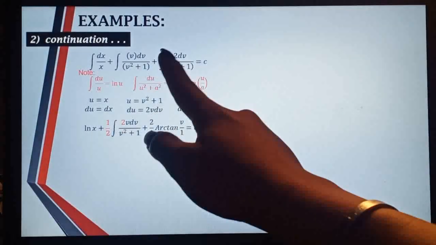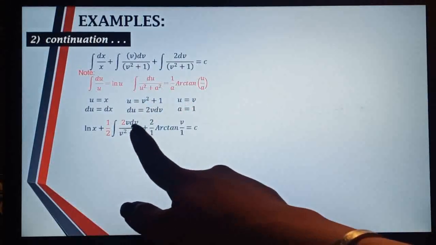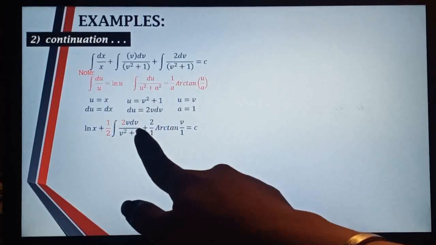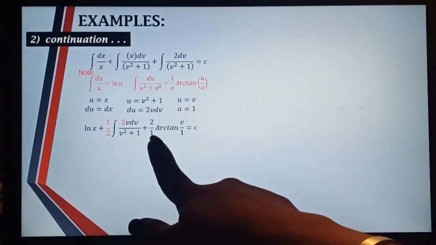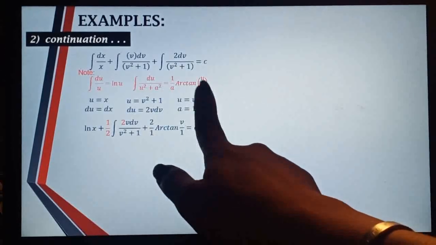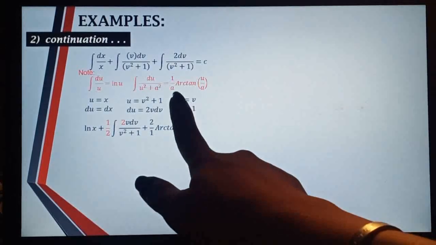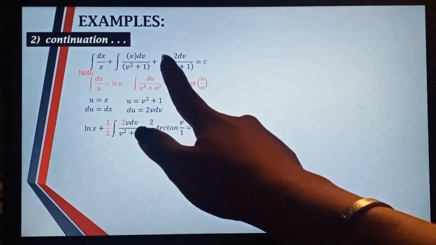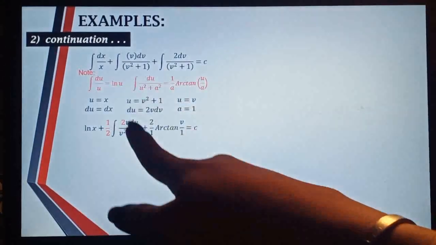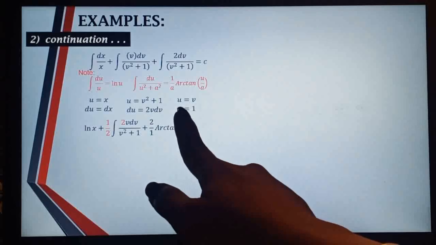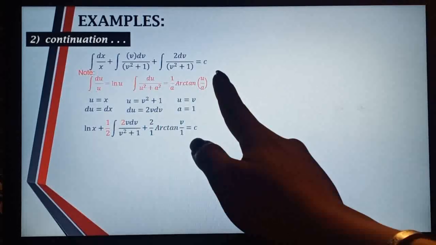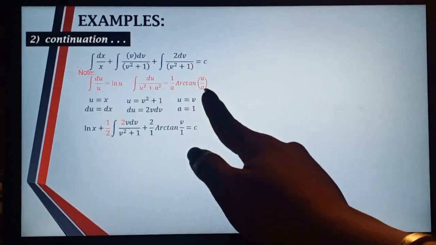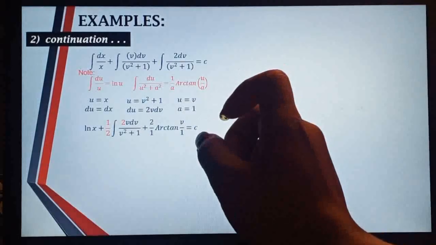para maging du over u. You will have du which is 2v dv, then your u is v squared plus 1. Then kay arctan, you need to follow the formula which is 2, rather, ilalabas natin si 2 since that is constant. Then the value of your a is 1. Then you will have the arctan of your u which is the v. Then a which is 1 equals c.